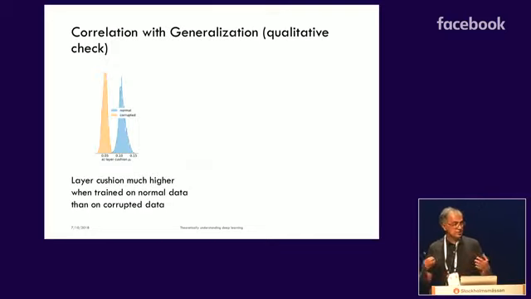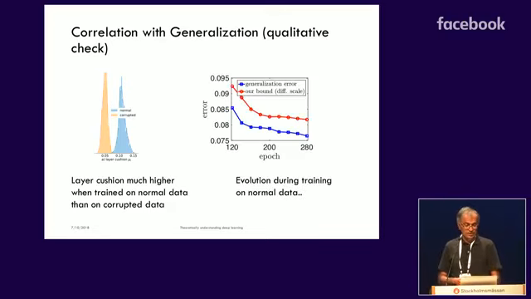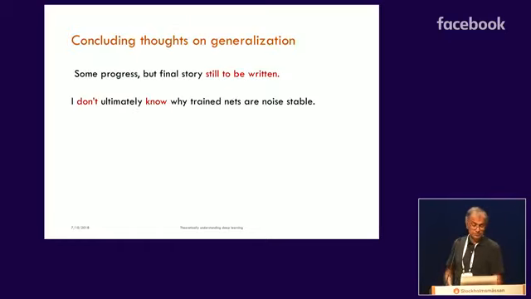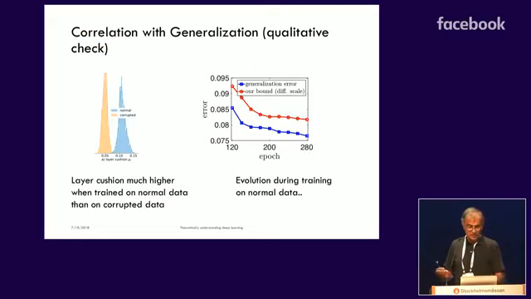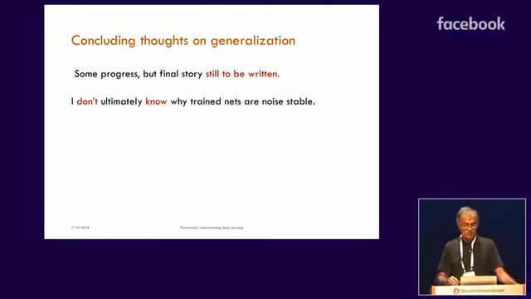So as I said, the checks of such theories are firstly the correlation check, qualitative, and indeed you see that the layer cushion in this case is much higher for a well-trained net than a net trained on corrupted data. And similarly, in a plot like this, during training, as generalization error improves, the bound improves. So you know, it's some kind of a theory, and it gives the best quantitative bounds so far. But the concluding thought I have is that although there's still some progress, the final story is still very much to be written. I don't ultimately know why trained nets are noise stable.